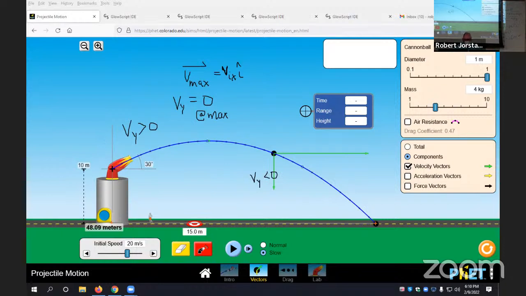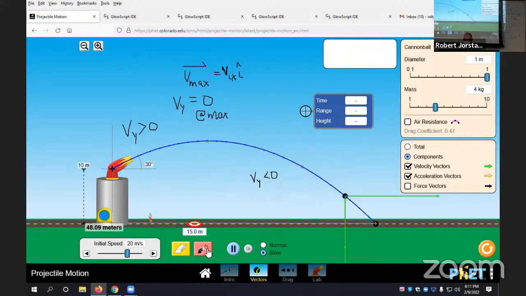All right. And then I'll show the acceleration vector too. Let's run this again. Notice the acceleration vector is that arrow that's always pointing straight down. And because it's pointing straight down, it has no x component. The y component is independent. It is not affecting the x coordinate. So far, so good?